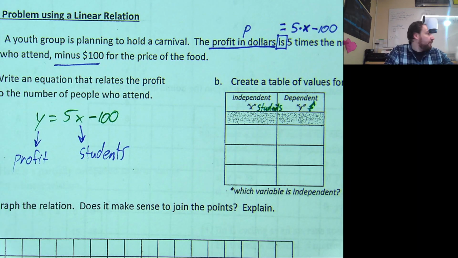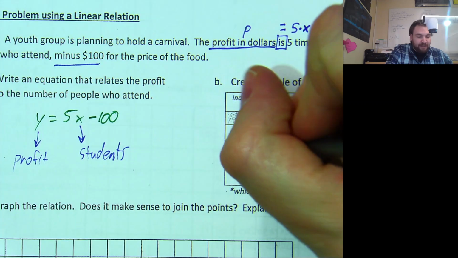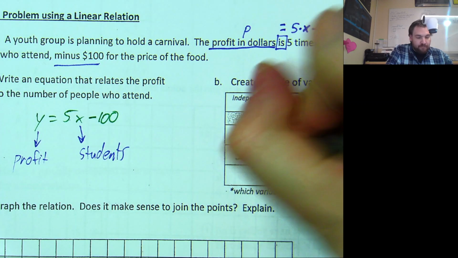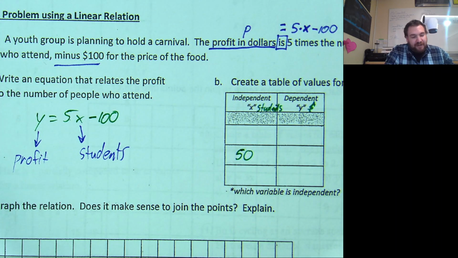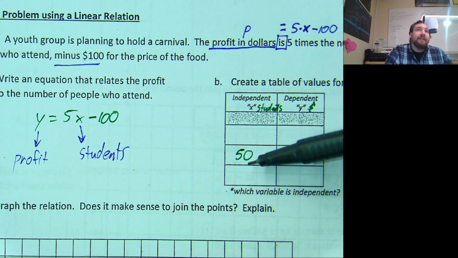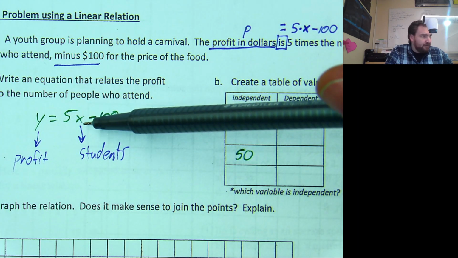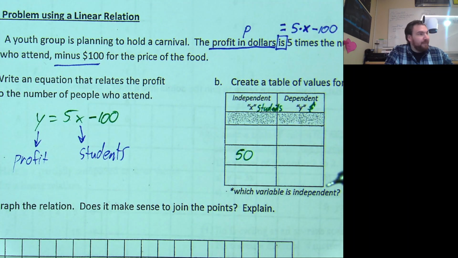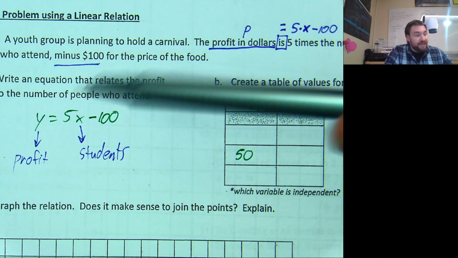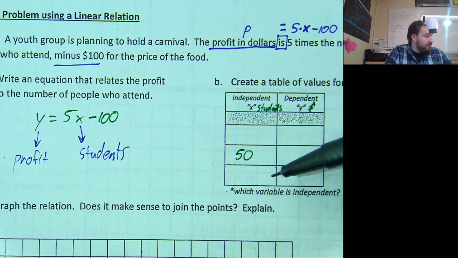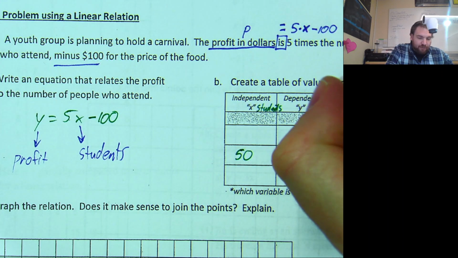We could put 50 in here. Let's put 50 in the middle. If the number of students, the thing that you can change, the number of students who show up, is 50, how much money are you going to make? 50 times 5 is 250. Minus 100 is $150. Okay, cool.